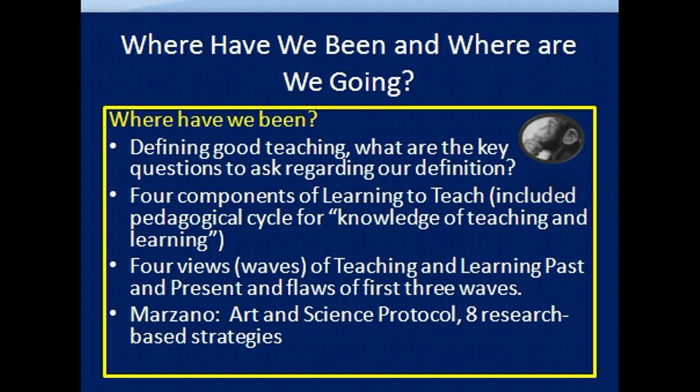Slide 41, where have we been and where are we going? Where have we been? Well, we've defined good teaching using a set of 4 questions as criteria. We have learned about the 4 components of learning to teach. We have learned about the various views of teaching and learning. And we have explored the art and science of teaching protocol. And hopefully you have a sense for what defines good teachers today as being effective. Now we're going to learn about 2 different views of learning.